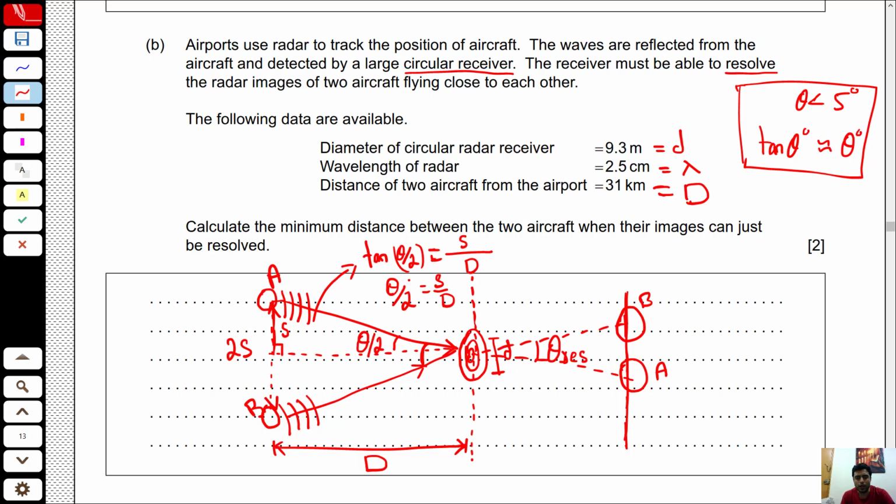Now what we can do is multiply both sides by 2. So after multiplying both sides by 2, you can see this 2 and this 2 cancel out.